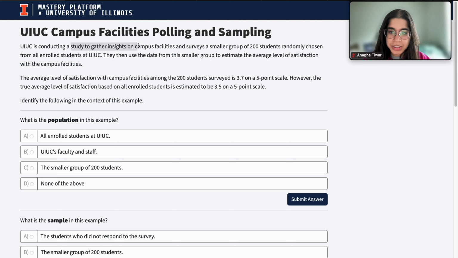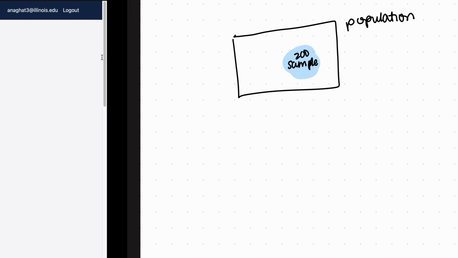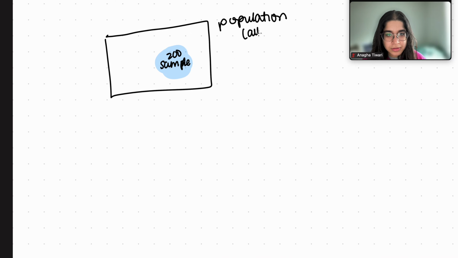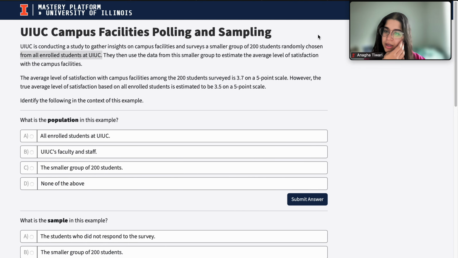And that population is all of the students here, because it's a study to gather insights on campus facilities from all enrolled students. So the group of 200 students, our sample, is chosen from all enrolled students. Our population would be all enrolled students, and out of those, the 200 we selected is our sample. And now it says, to estimate the average level of satisfaction with campus facilities. So our goal here is estimating this satisfaction level.